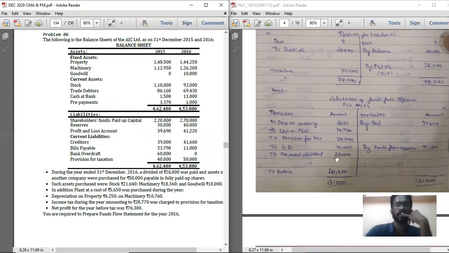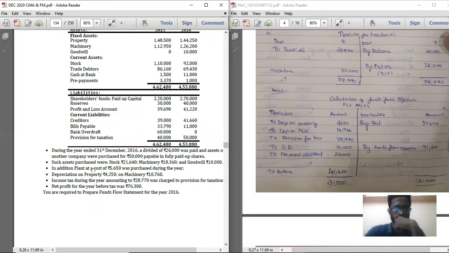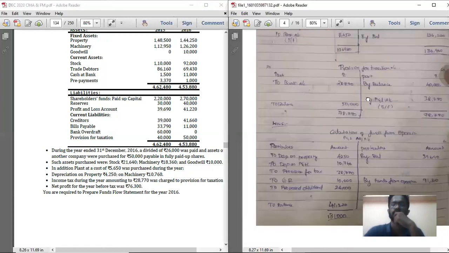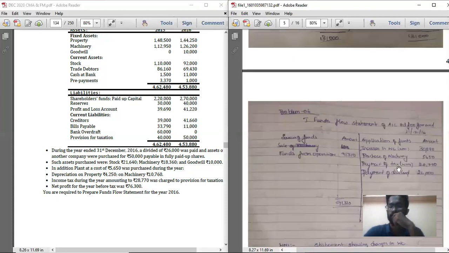And to proposed dividend. How much is the proposed dividend? See, here there is no proposed dividend itself. Okay. Here they have given during the year dividend of 26,000 has been paid. So in the P&L account it will be shown as to proposed dividend, and in the funds from operation it will be shown as payment of dividend 26,000.